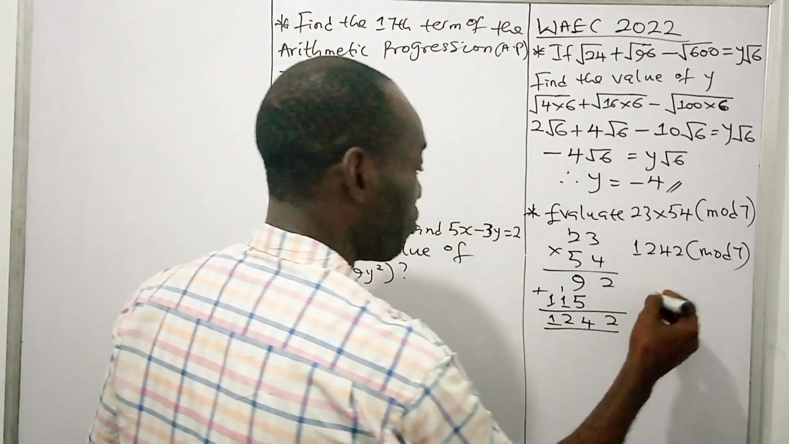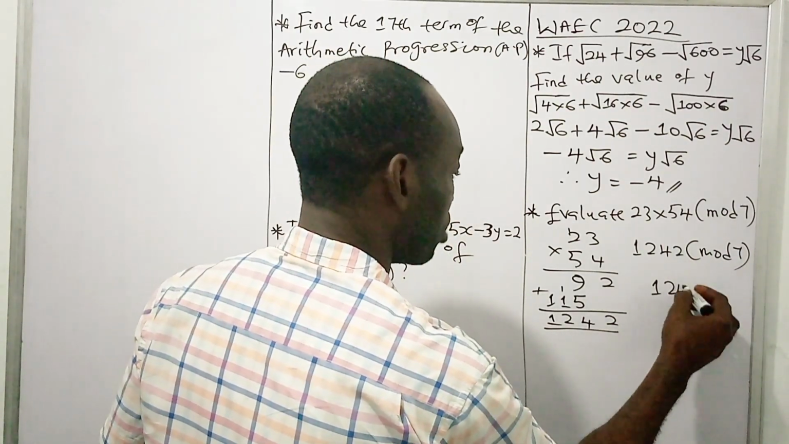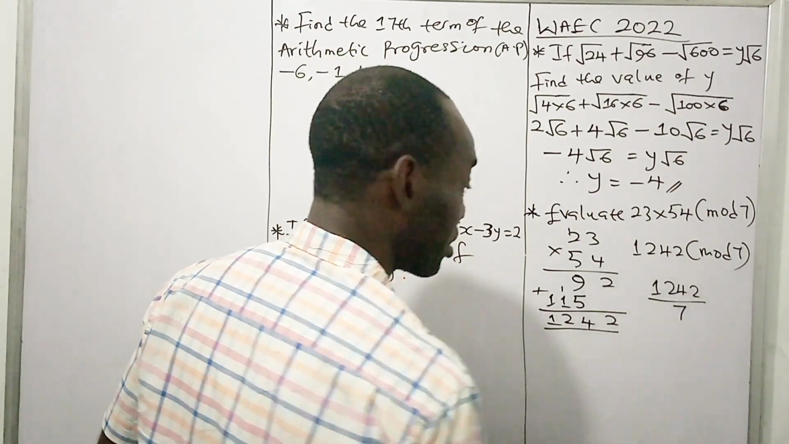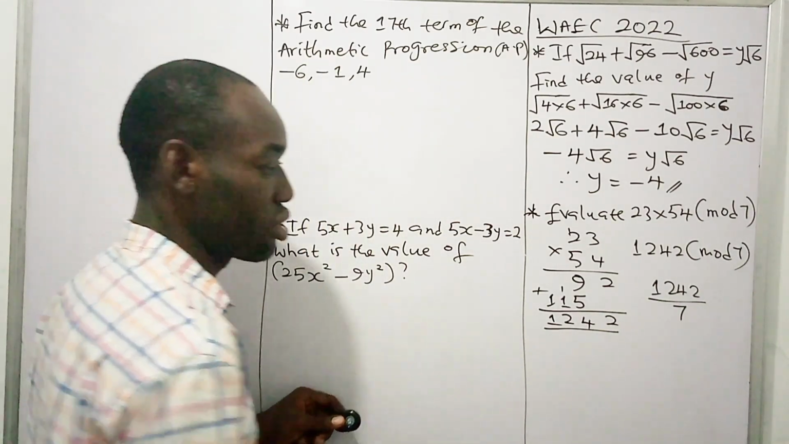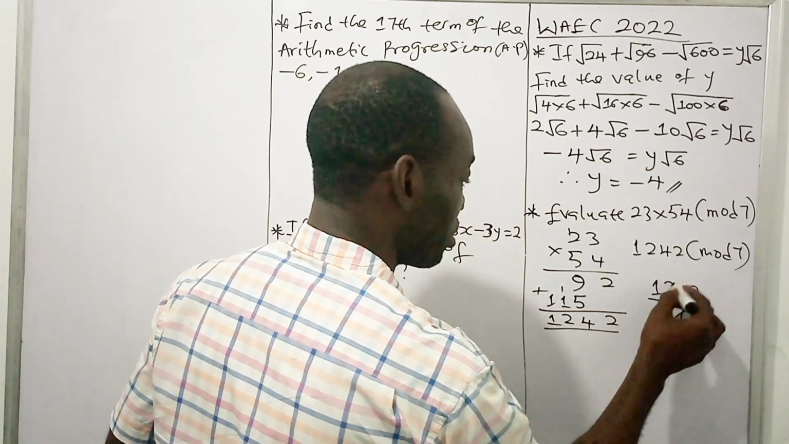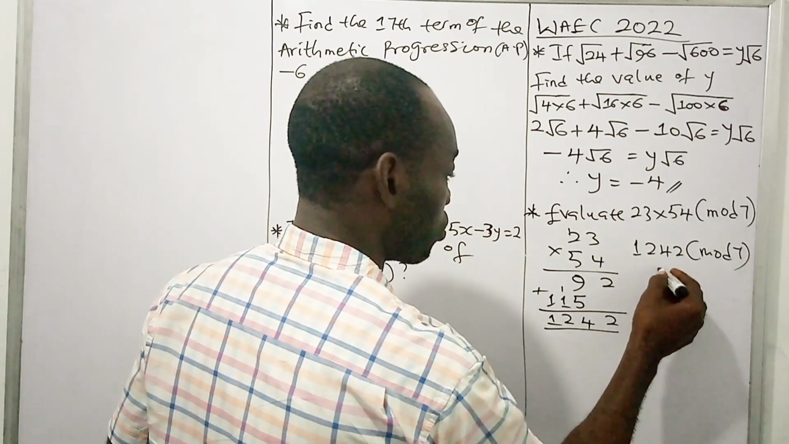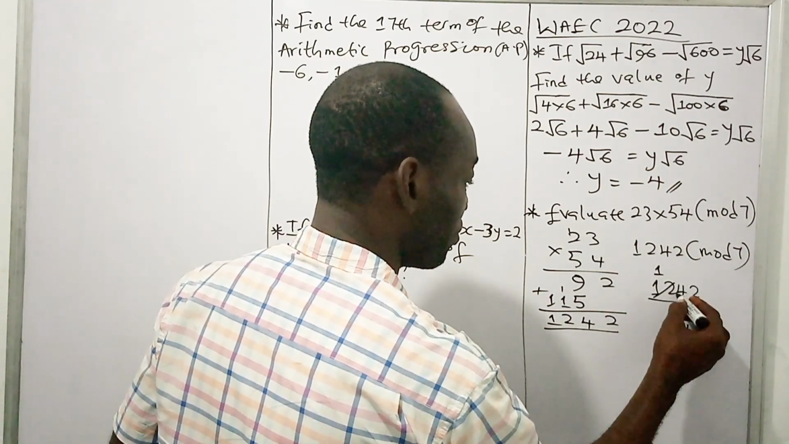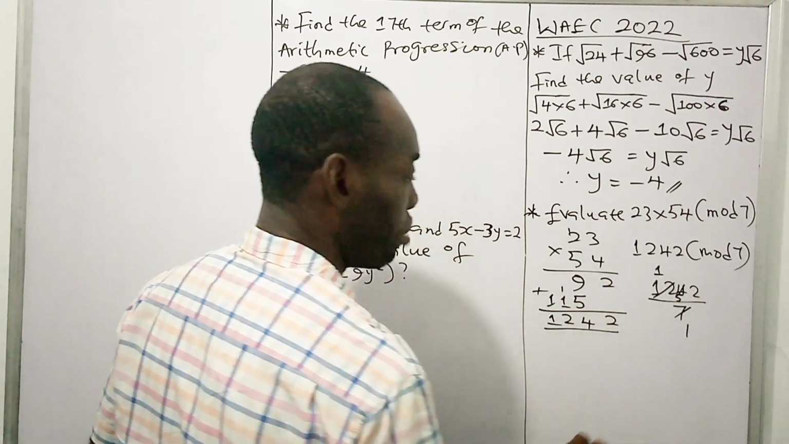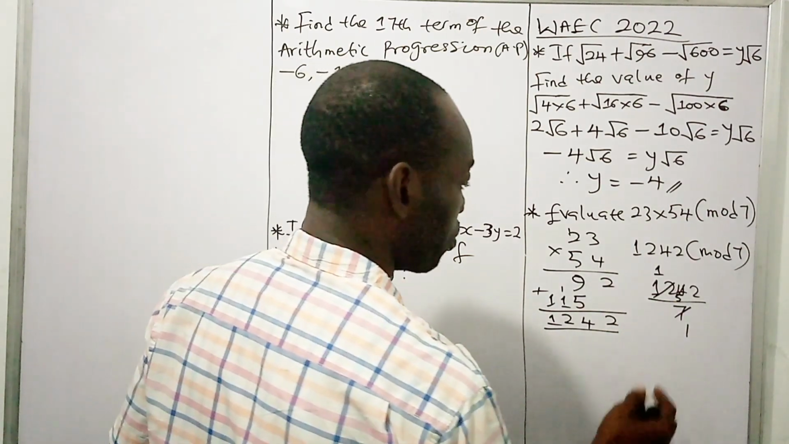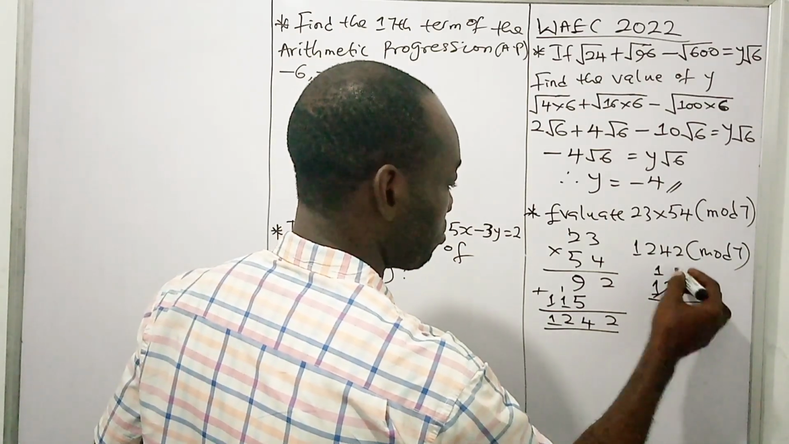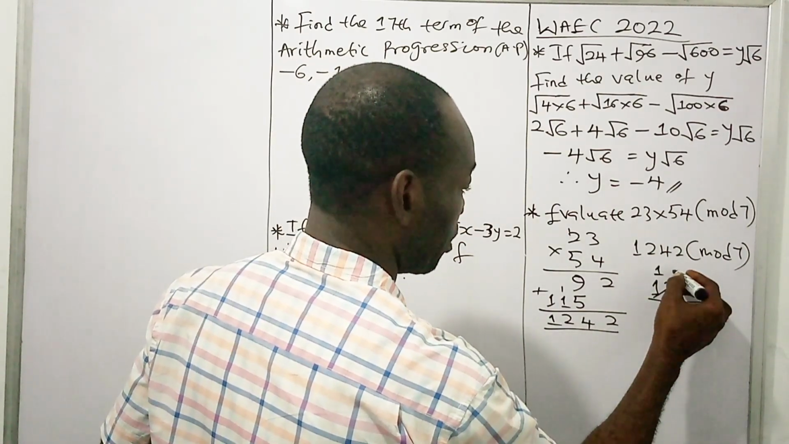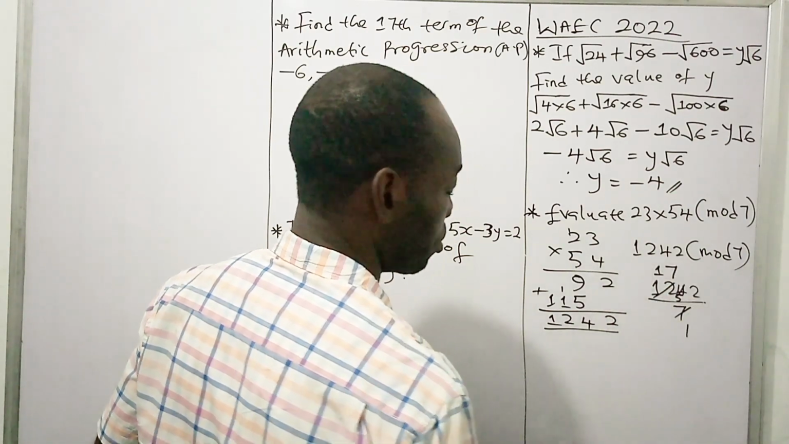Now what we'll do here is divide 1242 by 7 and bring down the remainder. The remainder is usually our answer. So we divide by 7 here, 7 into 12 will go 1 time with a remainder of 5. 7 into 54, that will be 9. No, that will be 8. Okay, that's 7 times. Good, yes.